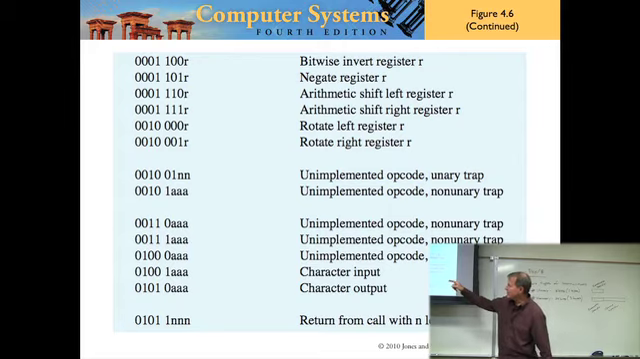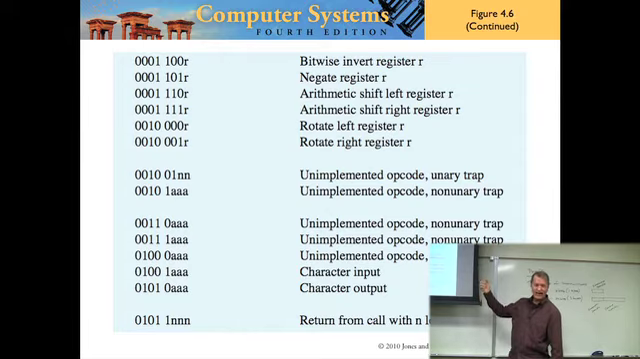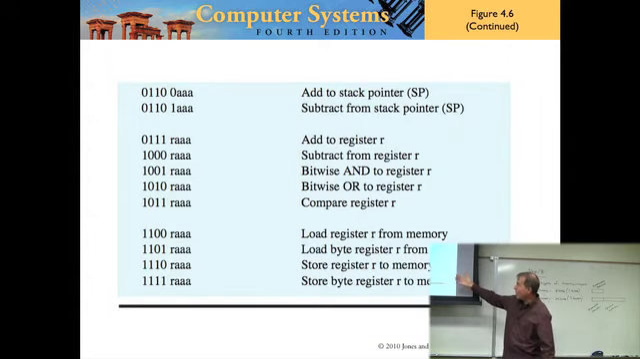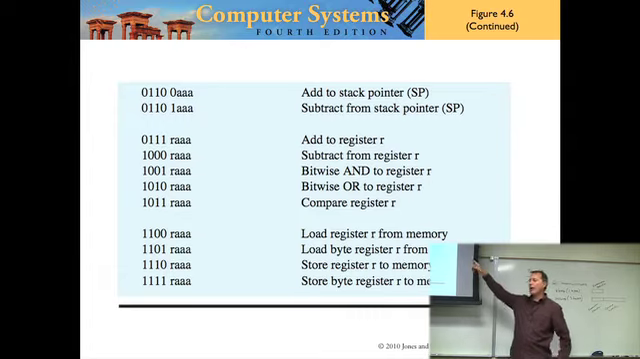Because it could be 0011 0000, 0011 0001, and so on. So that AAA, there's 8 combinations, right? Does everybody see how that works? And here's return from call with n local bytes. How many of those instructions are there? There's 8 of those. And how many load register R from memory instructions are there? 16. All right, so all the possible combinations of ones and zeros are represented here, as long as you recognize that the R's and the A's could be either zeros or ones. Does everybody see how that works?